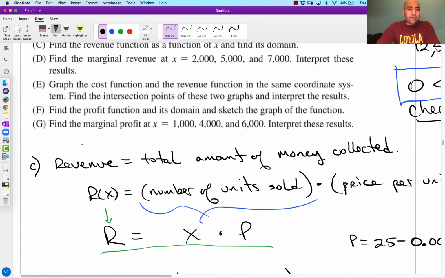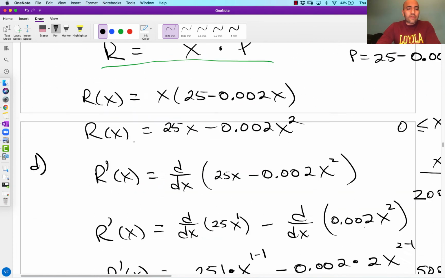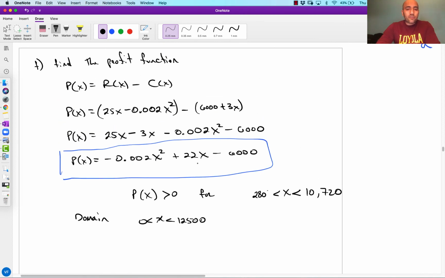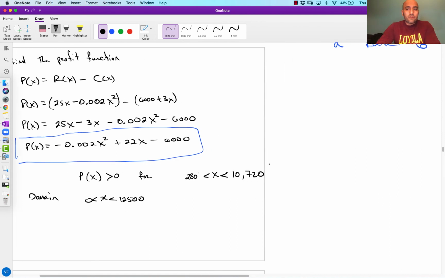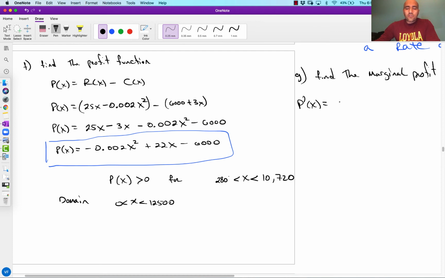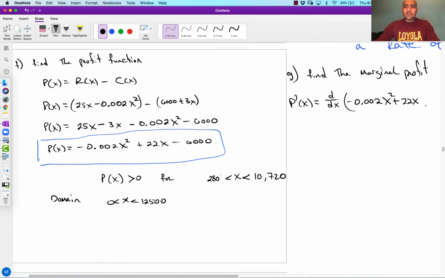Okay, and finally, man, this has been a very long problem. Find the marginal profit at these points. The marginal profit, okay, that's easy. Luckily, the marginal profit is going to come from taking the derivative of this function and then evaluating it at those points. So G, find the marginal profit. That's going to be P prime of X, which is equal to the derivative with respect to X of the profit function, negative 0.002 X squared plus 22X minus 6,000.